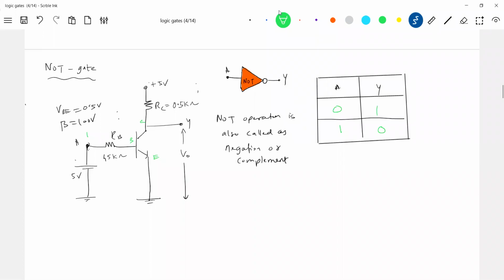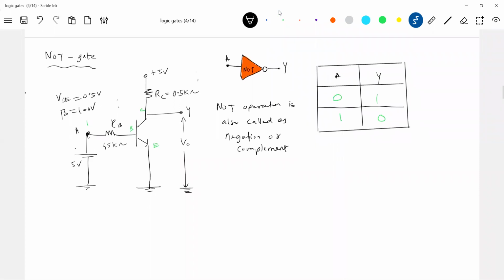I'm explaining logic 1. Let me give the input logic 1. So let's check the output. What do we get as output here? Okay, let's write the loop equation. This is 5 volt. This is a cell VBB. This is VCC. Sir, where is the cell? I'm not seeing it here, only a dot. Okay, the positive terminal of the cell is here and the negative terminal will be connected. So the circuit will become very big. That's why we are showing it like this here.